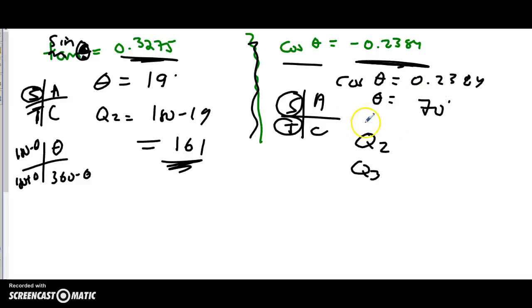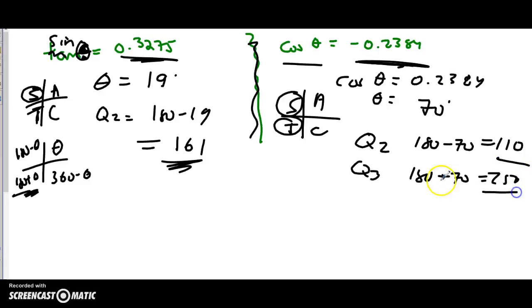So that's in the first quadrant, which I thought it would be. How do I get to the second quadrant? It's 180 subtract theta, or 180 subtract 70, which is 110. And in the third quadrant, it's 180 plus theta, so 180 plus 70, and that's 250. So my answers are 110 and 250.